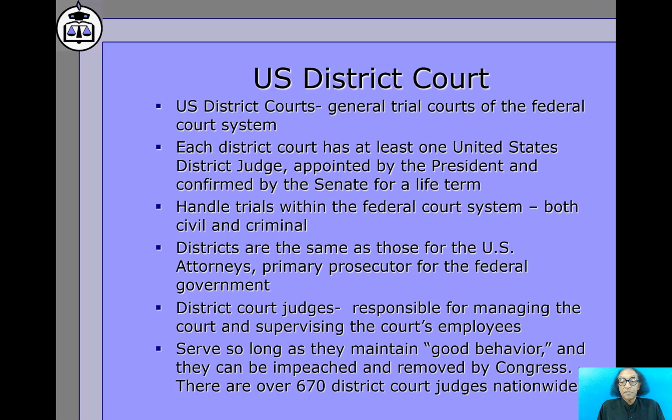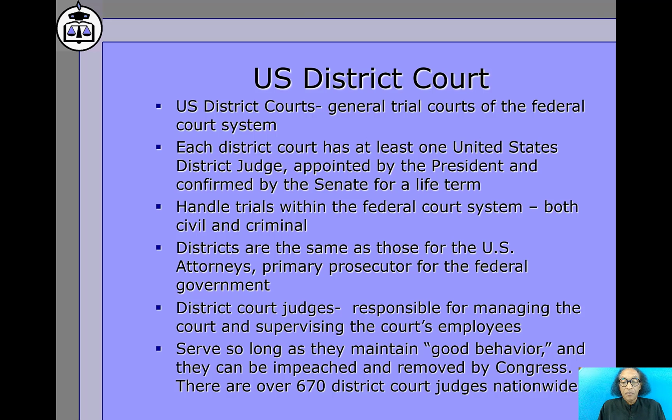Now, each U.S. District Court has at least one United States District Court judge appointed by the President, confirmed by the U.S. Senate. So, for instance, California has 4 U.S. District Courts, because the state is very large and the caseload is very large. You have the Central District, which includes Los Angeles. You have the Eastern District up in Sacramento, you have the Southern District in San Diego, Northern District in San Francisco, and so on. So the state is divided into different U.S. District Court jurisdictions.